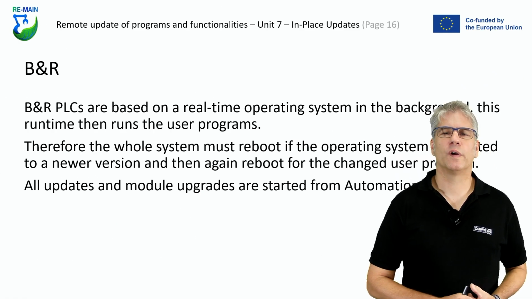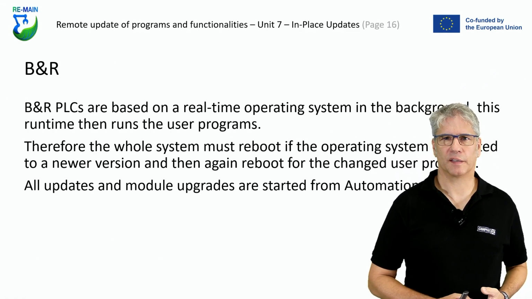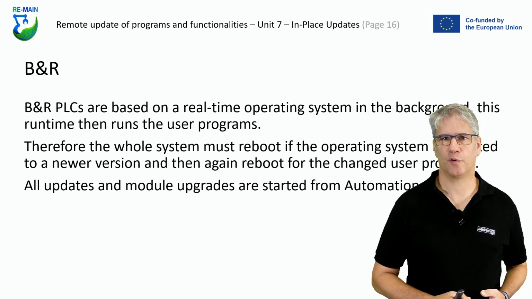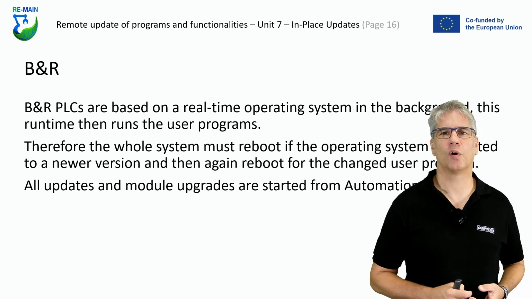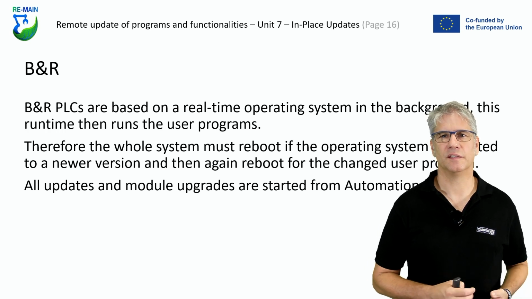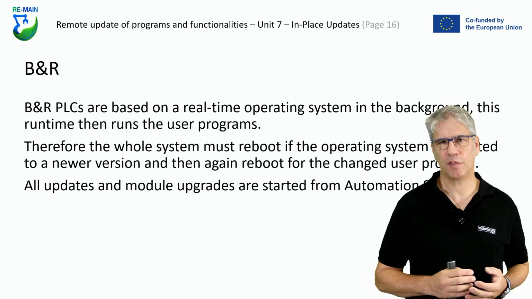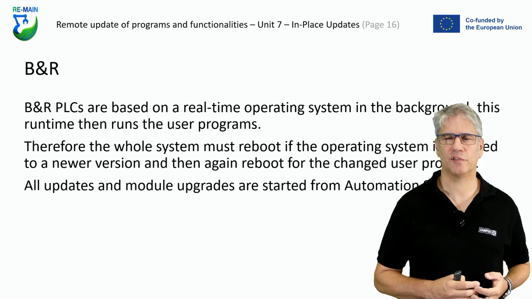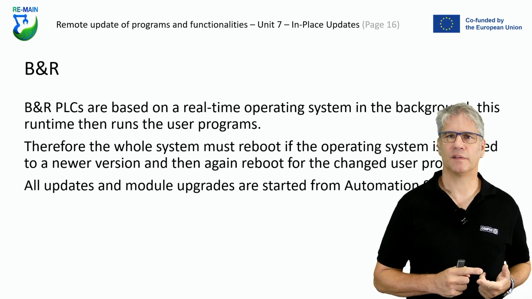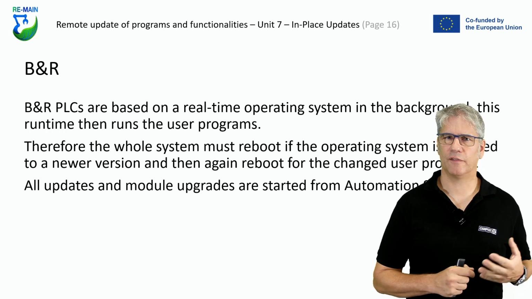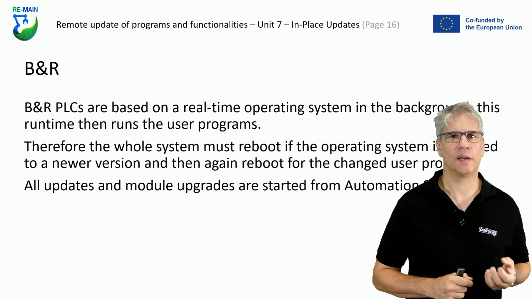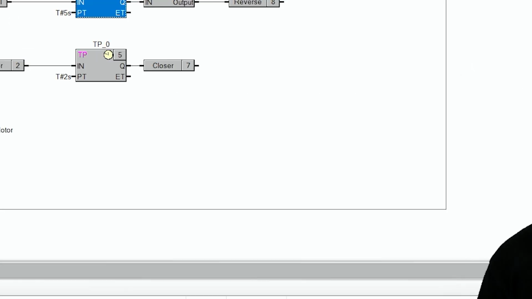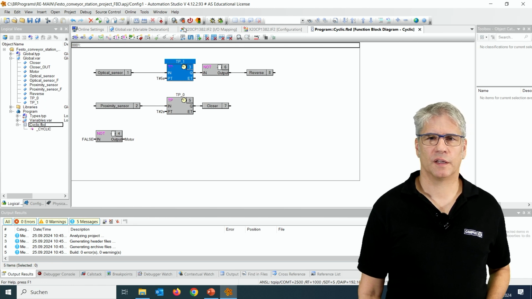In our next example, we're going to look at the CPU from Bernecker and Reiner. Bernecker and Reiner CPUs are different in a way that the operating system as well as the firmware is individual. It's a third-party component that has to be installed on the CPU first to run the PLC part, which means that everything has to be done from within Automation Studio: the firmware, the operating system, and your user code. Nevertheless, the idea of having downloads or online changes is quite similar, and we are going to look at it right now.